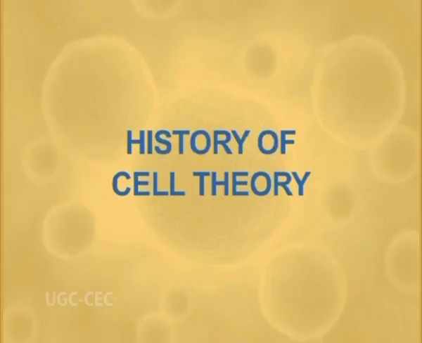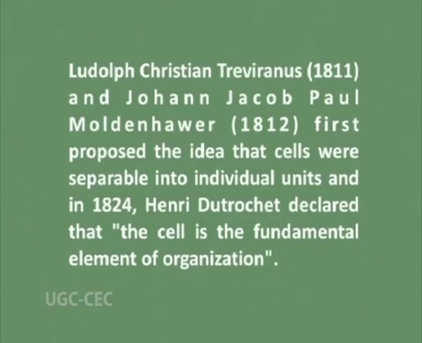Let us now see the history of cell theory. Ludolf Christian Treviranus in 1811 and Johann Jacob Paul Moldenhauer in 1812 first proposed the idea that cells were separable into individual units, and in 1824 Henry Dutrochet declared that the cell is the fundamental element of organization.